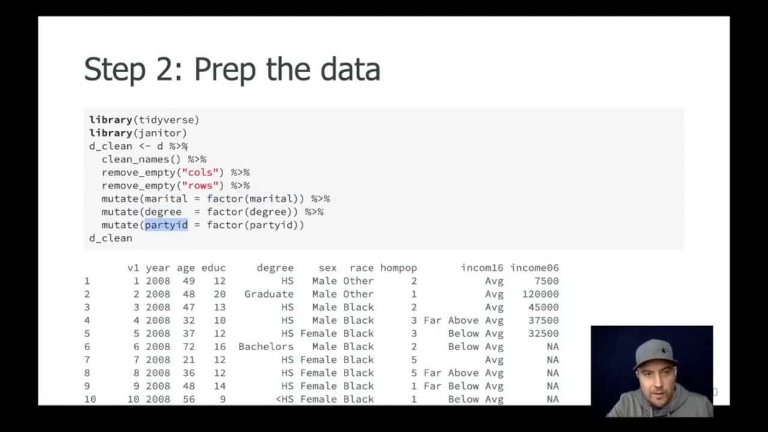And notably, we pipe each time. So we say, we grab D, then clean the names, then remove empty columns, and then remove empty rows, and then mutate marital to be a factor, and then mutate degree to be a factor, and then mutate party ID to be a factor. But then we don't have a pipe here because we're done with this statement. So it's like a period when we don't include a pipe at the end. It's saying we're done with that statement, no more. That means that everything here is now saved inside of dclean. Dclean, when we print it out, now looks like this.